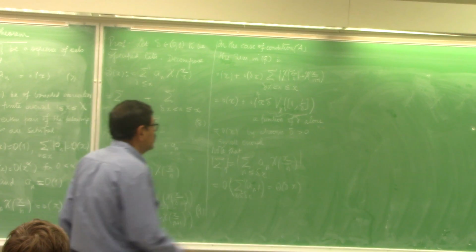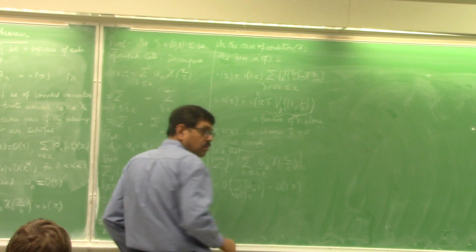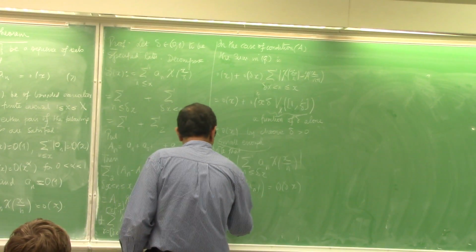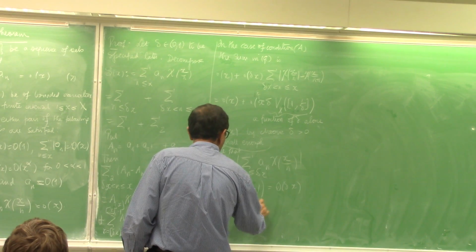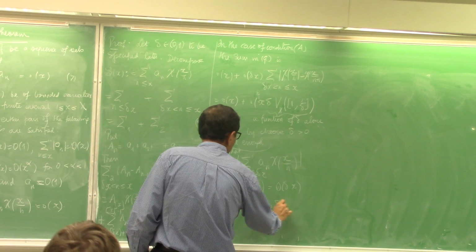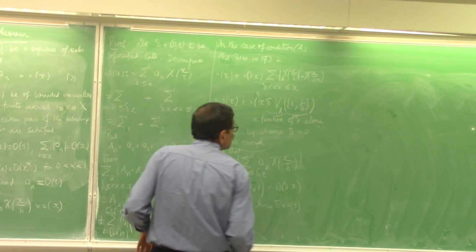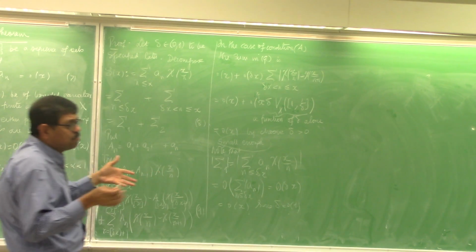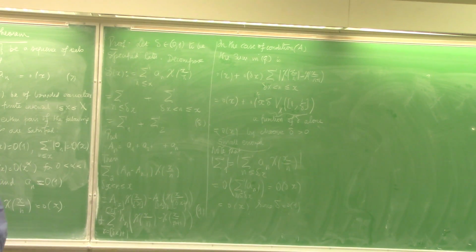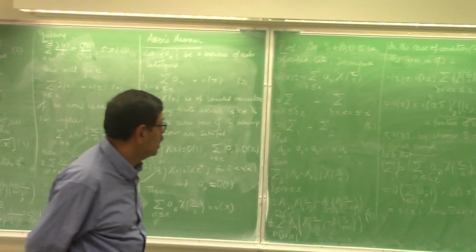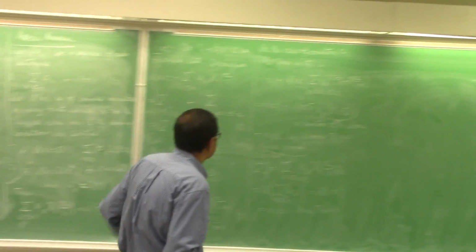But delta is small. We're choosing delta going to 0. So this is little o of x. So delta is chosen to be much smaller. You start with an epsilon and then you choose a delta as we did here. So that is using these two conditions.